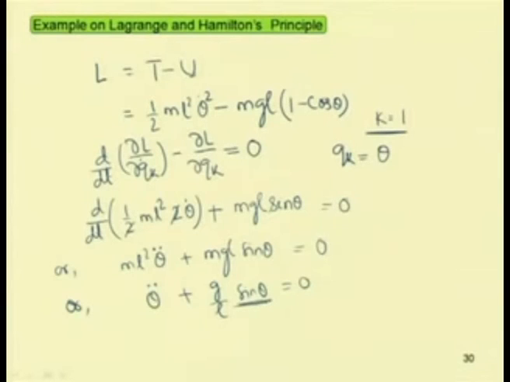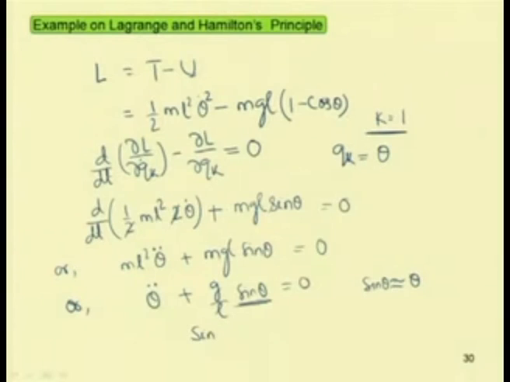So, we know sin theta, for small angle theta, can be written as approximately equal to theta, but if you take large amplitude of oscillation, then we may write sin theta equal to theta minus theta cubed by factorial 3 plus theta to the power 5 by factorial 5 minus theta to the power 7 by factorial 7, and one can go on adding the terms.